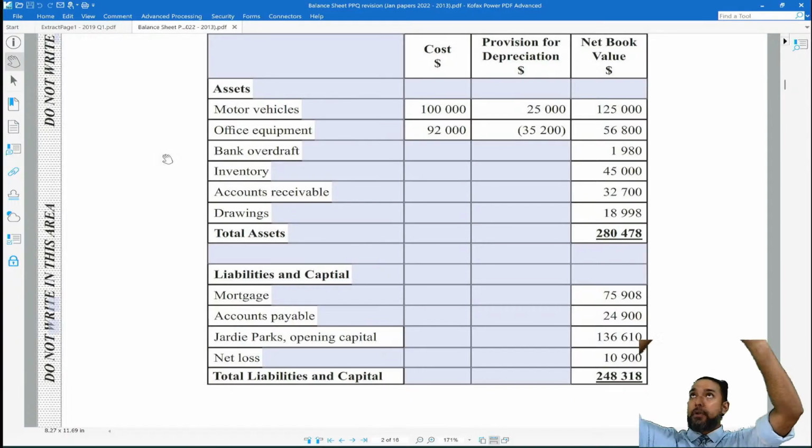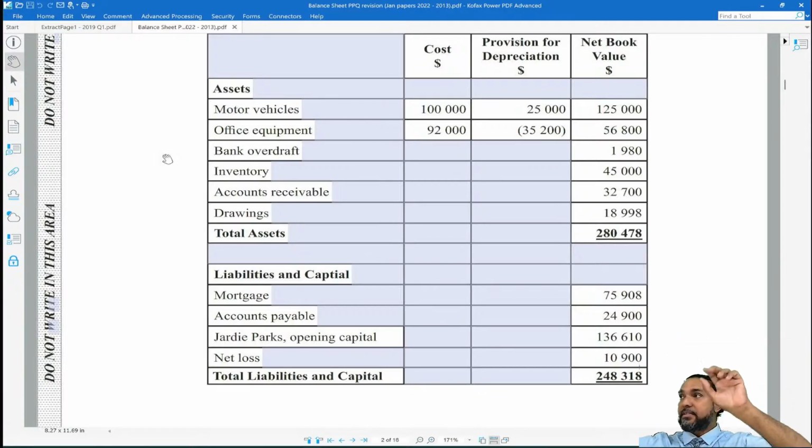You're supposed to head up non-current assets, put those items. Current assets, put those items. Then give me a total of total assets. Then do non-current liabilities, current liabilities, give me a total.